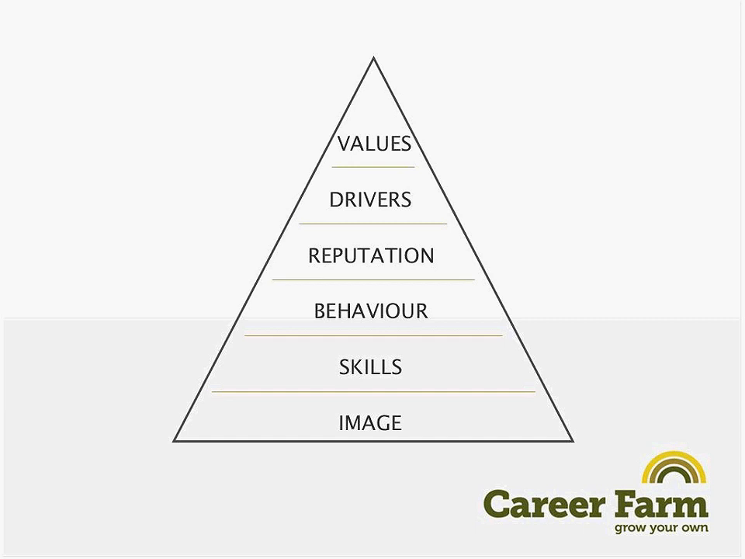Okay. Those first three layers are what I term the tangibles. They're the things that are fairly readily available about your brand. I can see what you look like, I can tell what you're good at, and I can experience your behavior. Traditionally, those are the layers that we have been promoting about ourselves. We're quite happy to talk to people about what we're good at and, you know, have a bit of personality.